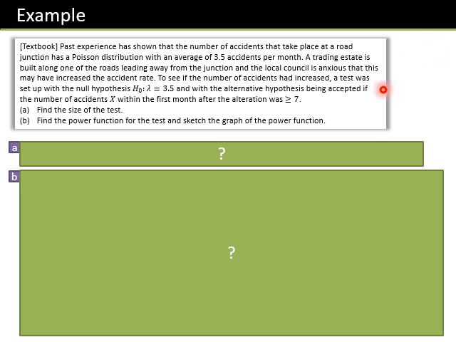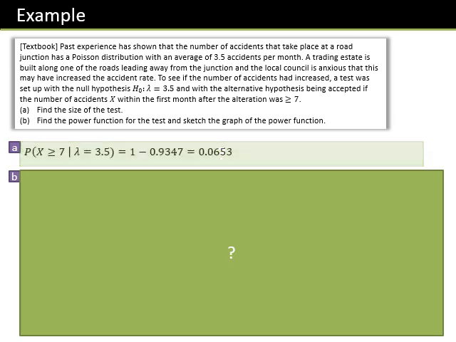So to find the size of the test, what we need to do is calculate it like we would normally, greater than 7. So with the Poisson, it's going to be a 1 minus. Then we've got our real significance level and the size of the test. Now find the power function for the test and sketch the graph of the power function.